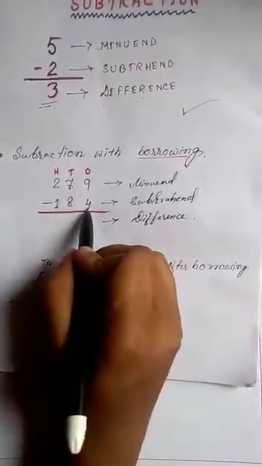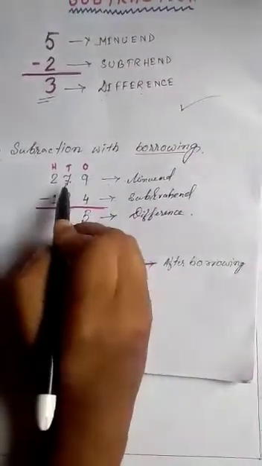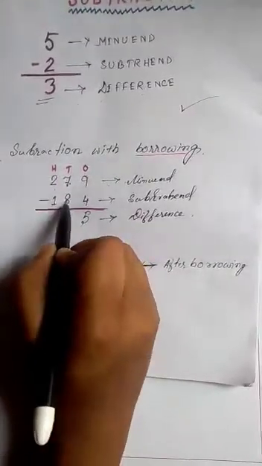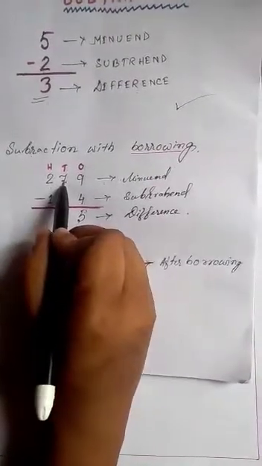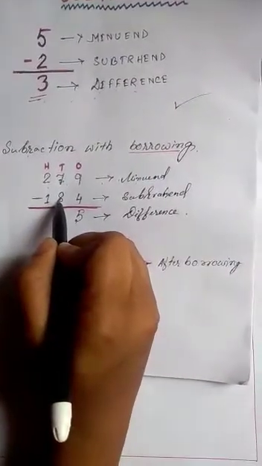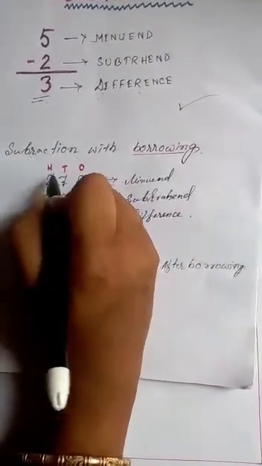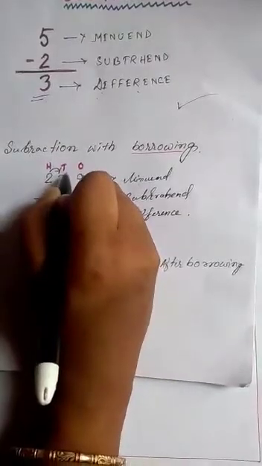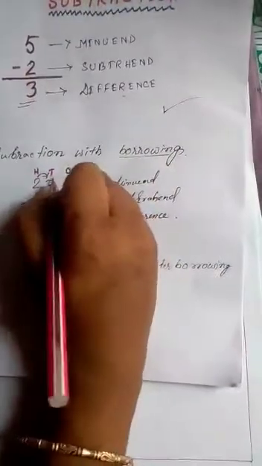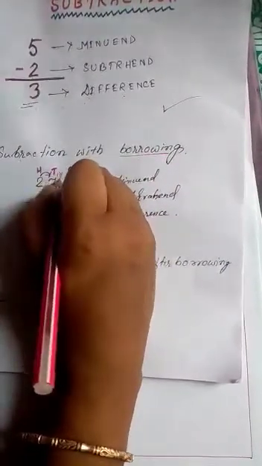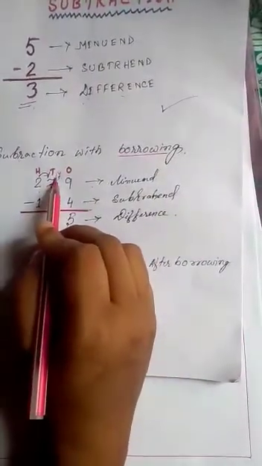9 minus 4. What is 9 minus 4? That is 5. And then 7 and 8, we have to subtract 8 from 7, but 7 is smaller than 8, so we cannot subtract it. That's why we have to borrow 1 from the hundreds place digit, and that 1 means it will be 17. So 17, why is it 17? Do you know it, students?